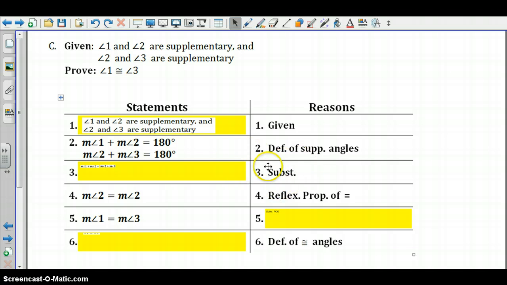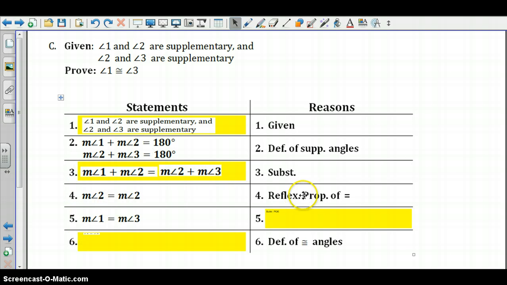The next statement has a reason of substitution. So we're taking this and we're substituting somehow. Well, both of these left sides of each equation are equal to 180 degrees. So I could substitute measure of angle 2 plus measure of angle 3 for this 180 degree side. So I can write measure of angle 1 plus the measure of angle 2 equals the measure of angle 2 plus the measure of angle 3.